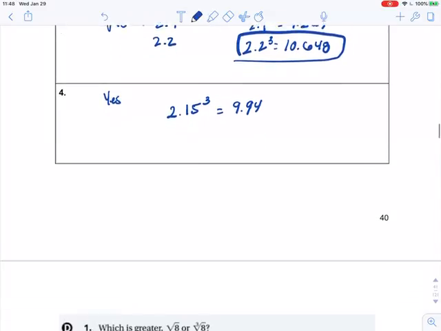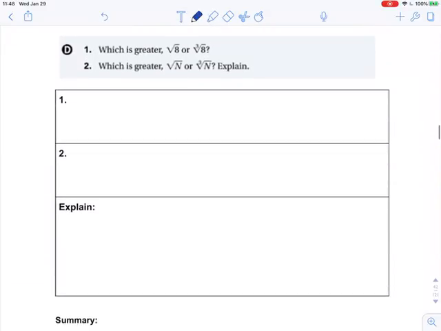Okay. All right, which is greater, cube root 8 or square root 8? Well, let's just do both. I know cube root 8 because I need 3 numbers, something times something times something. That's 2 times 2 times 2. So the cube root of 8 is 2.